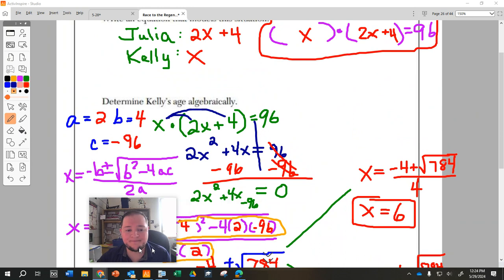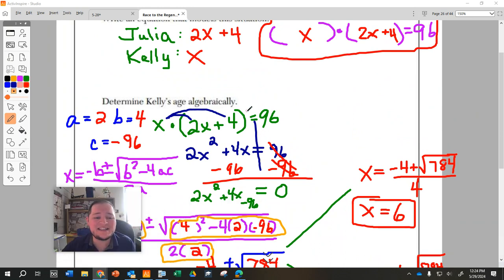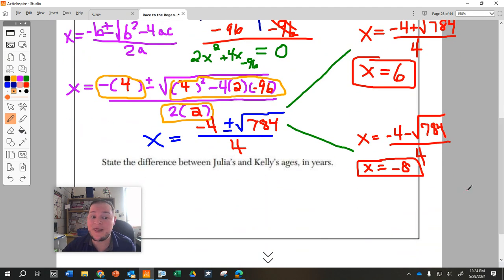Reread the question. It says determine Kelly's age algebraically. Well, Kelly's age is x. Sweet. Good for us. I got 2 answers though. One of these makes sense and one of them makes no sense at all. If x is Kelly's age, what makes sense, 6 or negative 8? 6 does. So we're going to throw out negative 8.